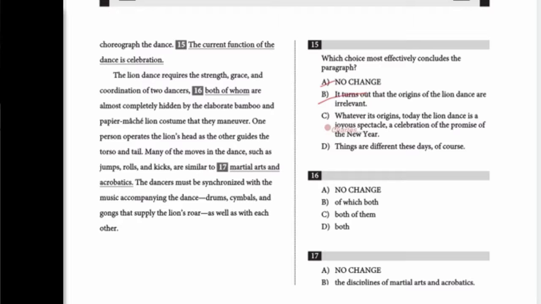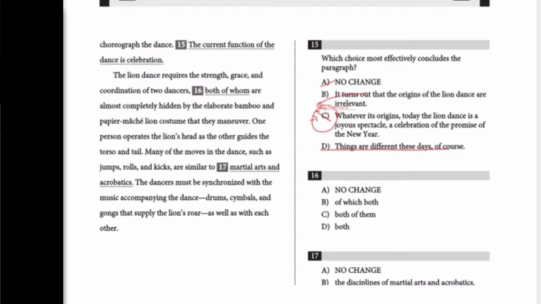Whatever its origins today, the line dance is a joyous spectacle. That looks good. Hold on, let's read D. Things are different these days, of course. Well, what does that tell us about the paragraph, the origins of line dance? No, I think C sums it up. So the paragraph talks about the origins, and then it says, whatever its origins, because it's somewhat unknown, today the lion dance is kind of a celebration. That is a better conclusion.